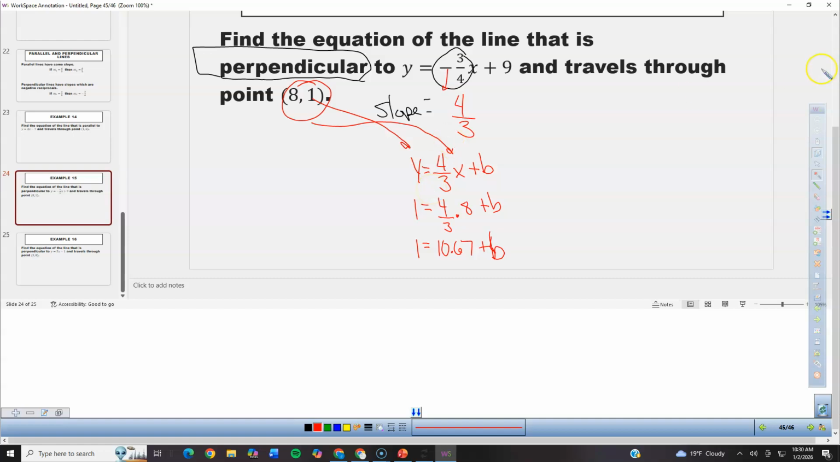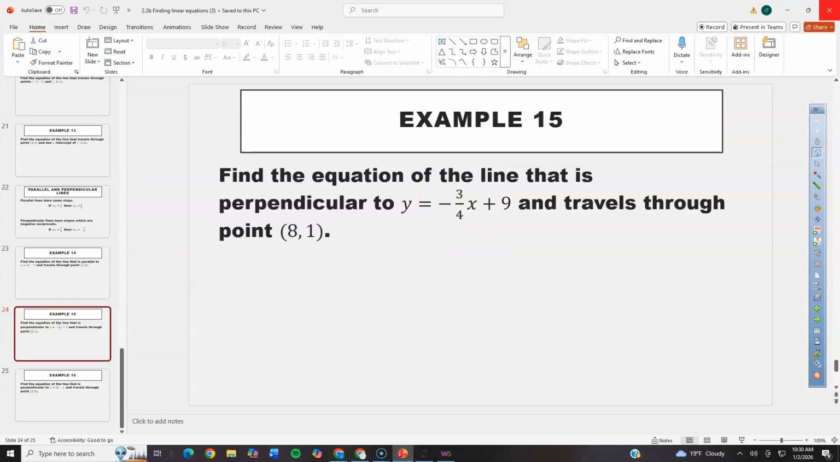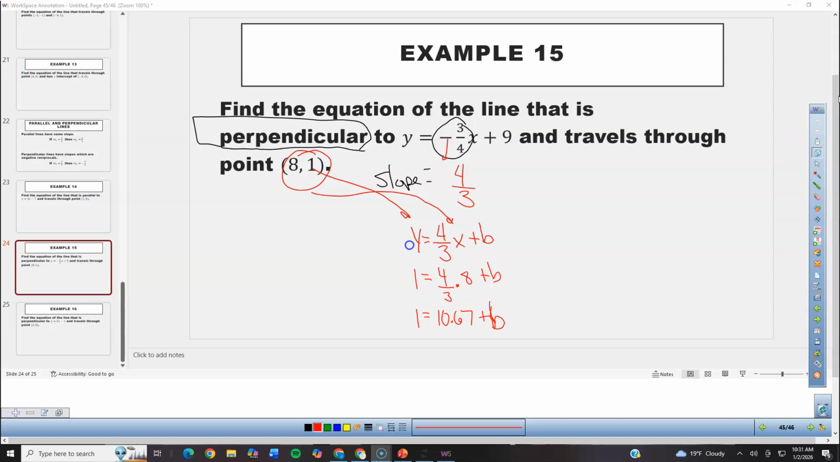So then I'm going to subtract those. Oopsie doodle. I lost my thing again. Sorry about that. I had to get my recorder. So I subtract that 10.67 over. I get negative 9.67 equals b. So I have a slope. I have a b. And that's all I need. y equals 4/3 x minus 9.67.